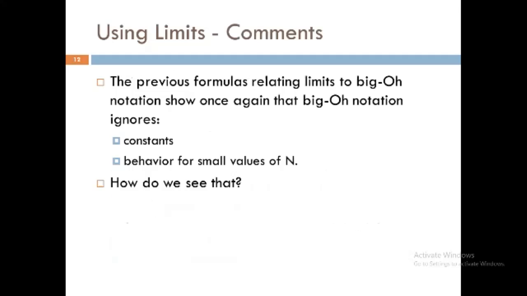The previous formula relating the limit to big O, that is Omega notation, shows once again that big Omega notation ignores constants and the behavior for small values of n. Then how do we see that? Let's see.